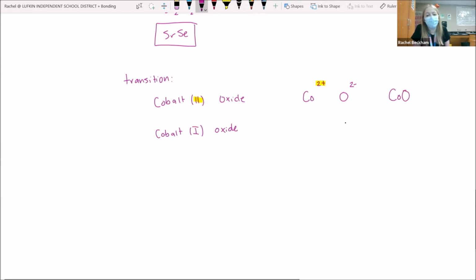Any questions on that one? Okay, so the next one, its charge is just 1. We are getting that from here. And then oxide still has a charge of -2. And so if this charge is +1, we're going to need 2 of them to make the charge equal 0, which is what the crossover rule does. So it's going to be Co2O1, or just Co2O. Does that make sense? Okay, that's how you write transition metal formulas.